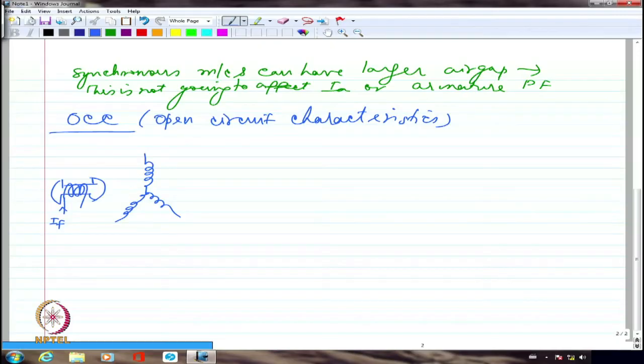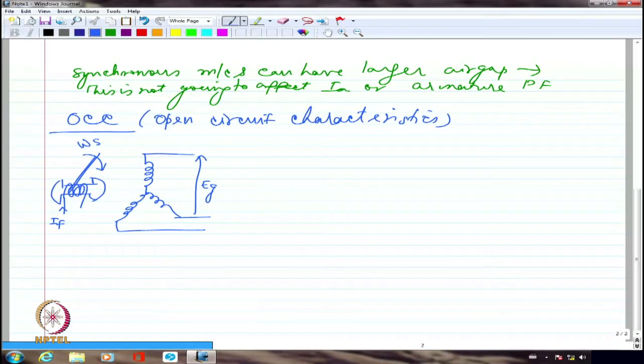and normally the armature of a synchronous machine is specified like this. It is a three-phase stator, similar to the induction motor stator. So what I am going to do is to measure the voltage, what is generated here, maybe line to line voltage at synchronous speed when the rotor is driven at synchronous speed, and I am injecting a current IF, which is a variable current.